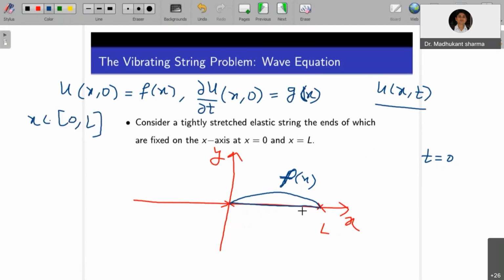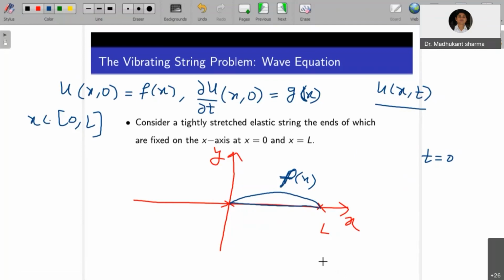Okay, x is lying to 0. So this is given to you, and you are interested in finding the solution of this problem, so that you will be able to have, let's say, at a time of 3 seconds, what will be the position of this vibration at some x, like at L by 2, or L by 4, and so on. So that is your interest now.